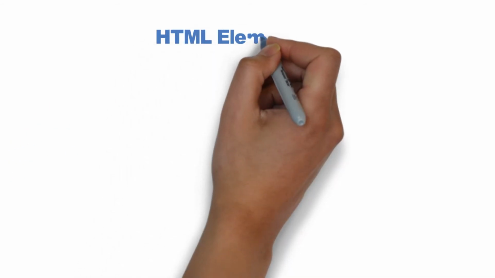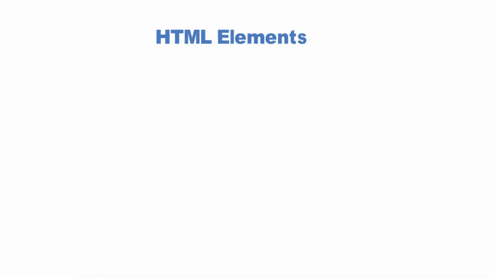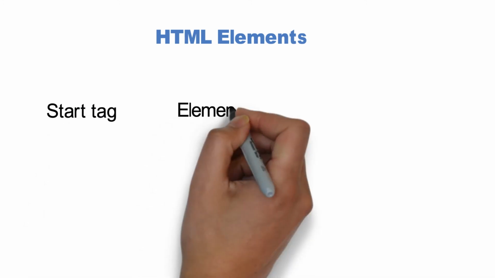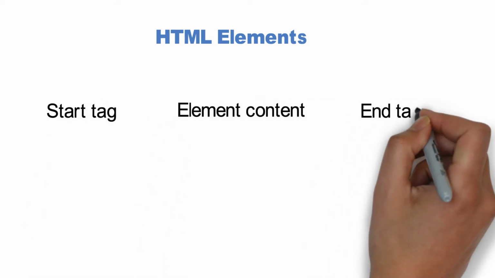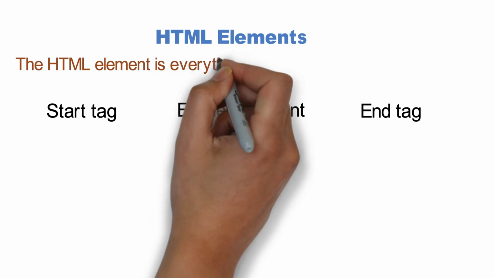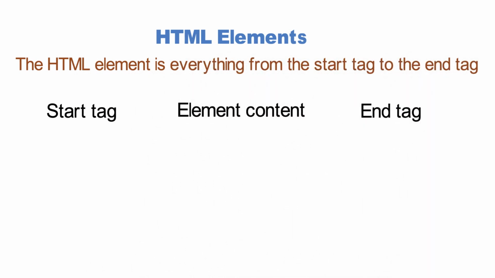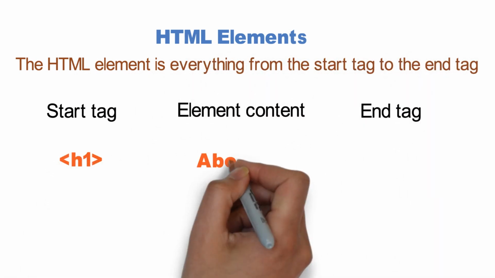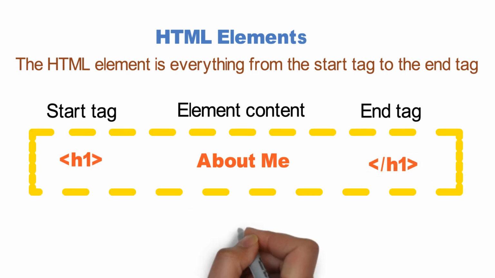HTML element. An HTML element usually consists of a start tag and an end tag, with the content inserted between. The HTML element is everything from the start tag to the end tag. For example, <h1>About me</h1>.